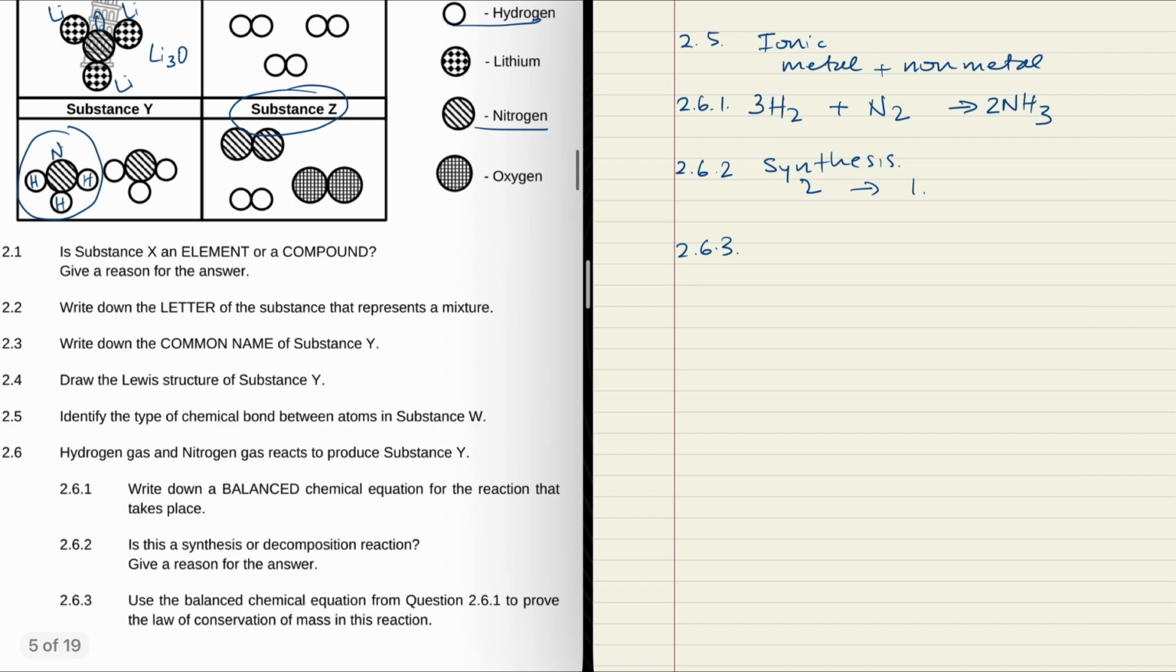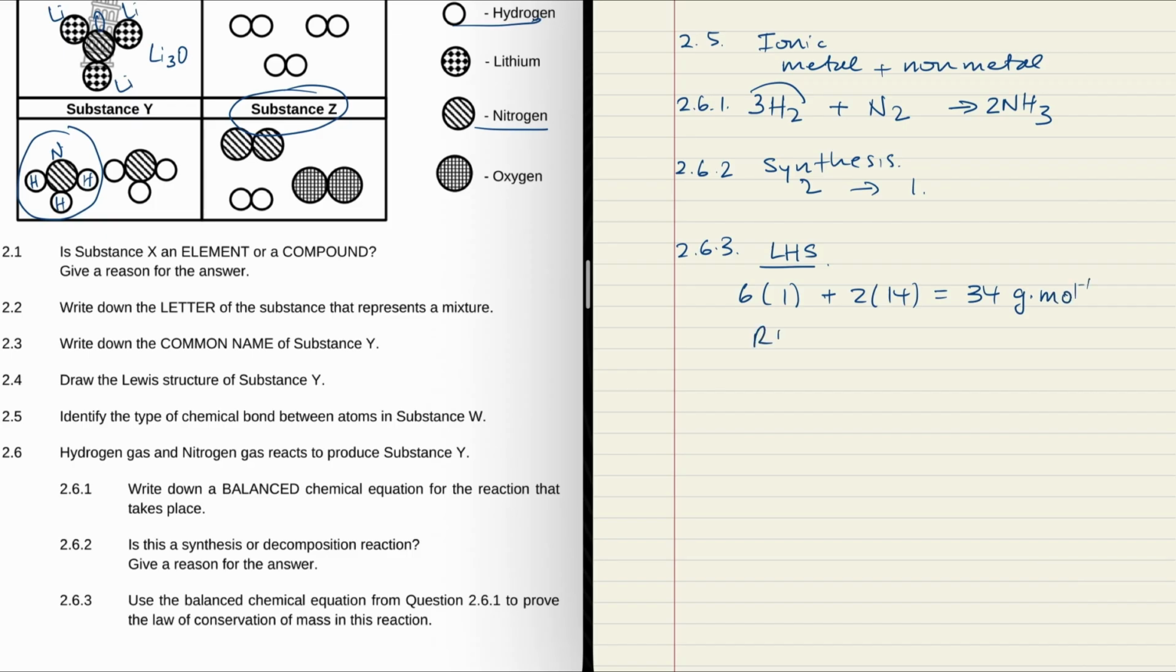Question 2.6.3, use the balanced chemical equation from 2.6.1 to prove the law of conservation of mass. So I'm going to start with the left-hand side. I have 3 times 2, which is 6 hydrogens. So 6 times 1, plus I have 2 nitrogens. So 2 times 14. Nitrogen is 14, correct. And that's going to give me 34 grams per mole.